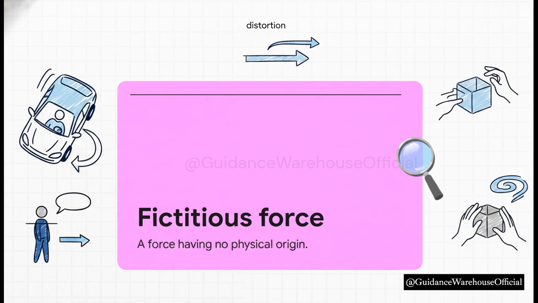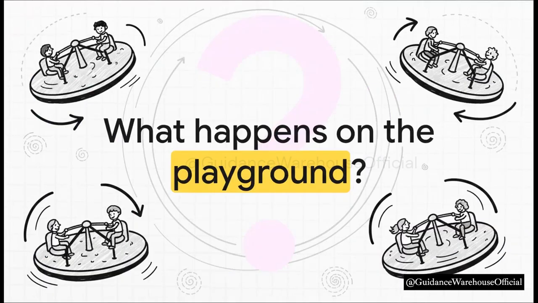So that push you feel against the car door, it's entirely fictitious. There is nothing real pushing you to the left. What's actually happening is just Newton's first law, inertia. Your body simply wants to keep traveling in a straight line. It's not that you're being thrown left, it's that the car is accelerating right and effectively crashing its left door into you. Now let's take this to the playground.